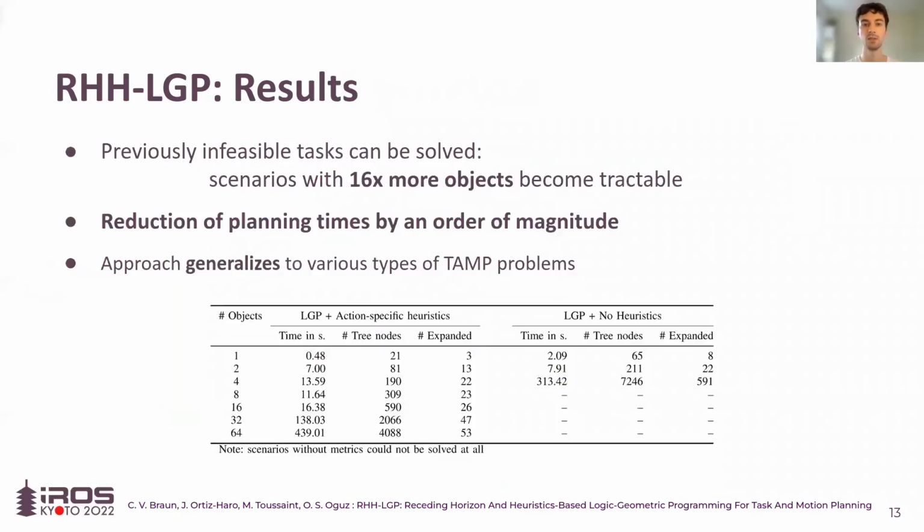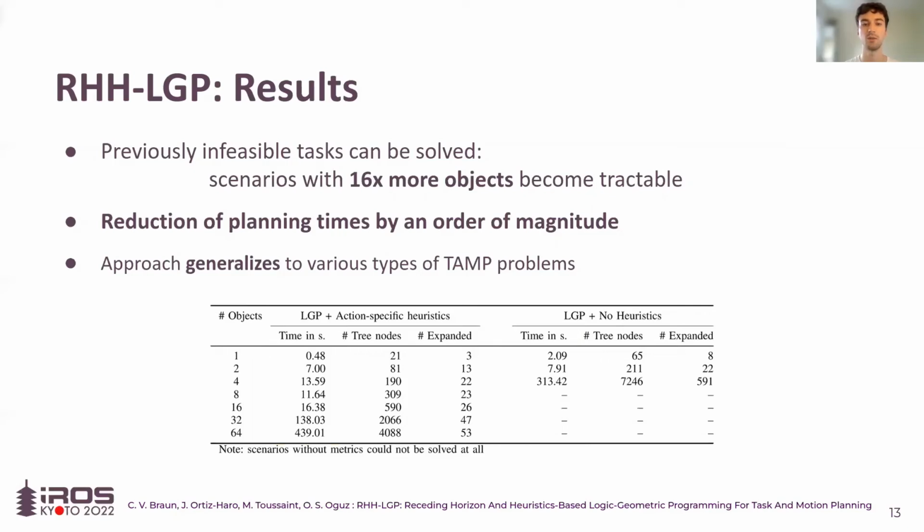Our experimental results show that our framework enables long horizon planning for a variety of tasks from various domains. The presented planner enables planning more complex tasks that include up to 16 times more objects than what can be planned with the conventional LGP solver, as we can see in this table. We also show that our framework is very efficient, reducing planning times by an order of magnitude.